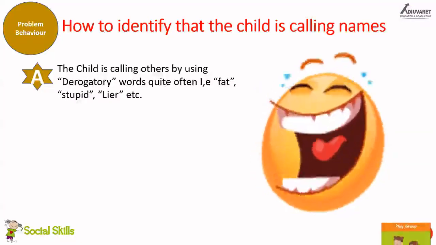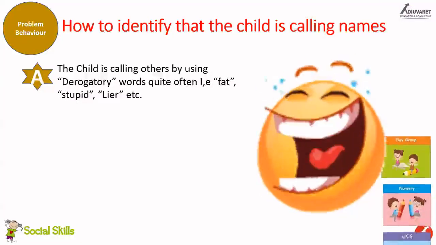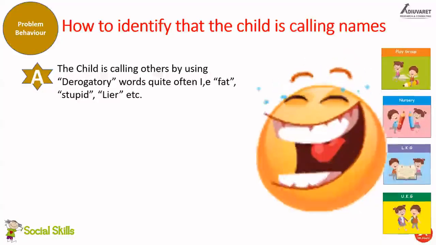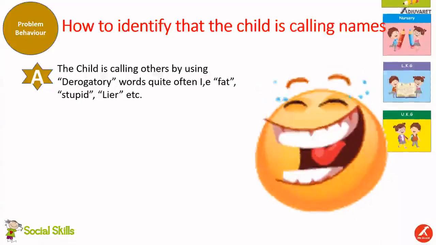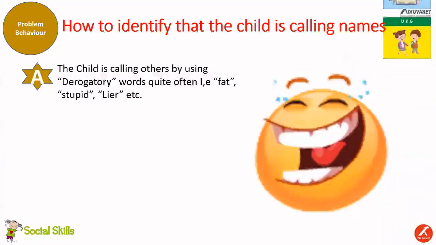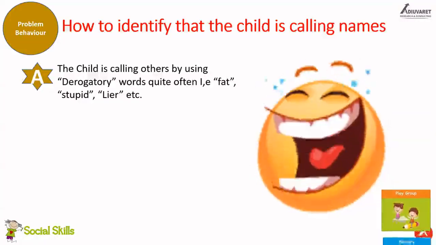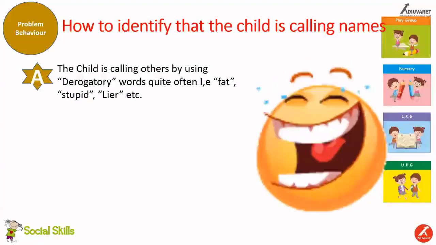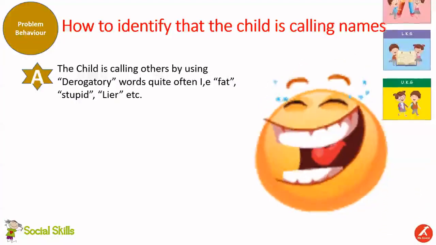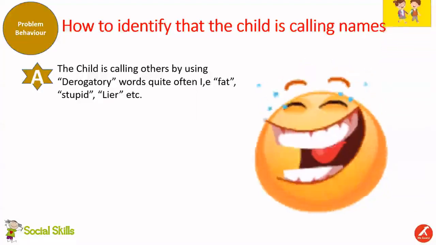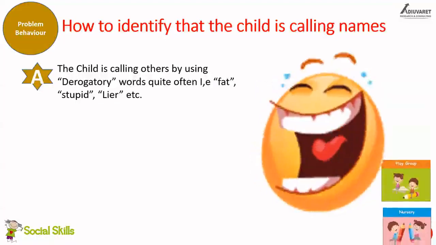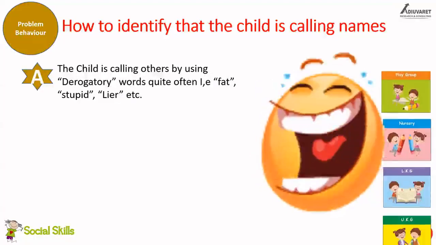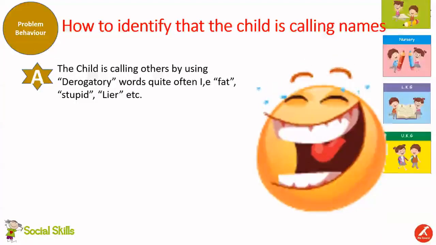And other such words like stupid, liar. So these are some of the words being used to address others, and this is considered a situation when the child calls others by such derogatory words and names. In this situation, things are a bit difficult for the child who has been called by the names. This reduces self-confidence. This gives a feeling that they are useless.